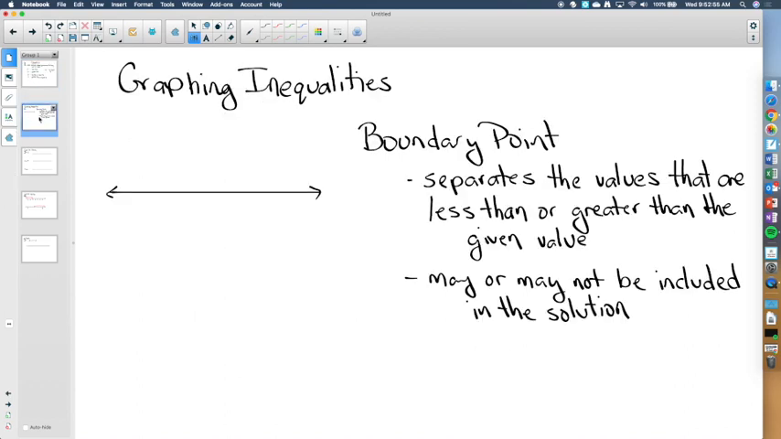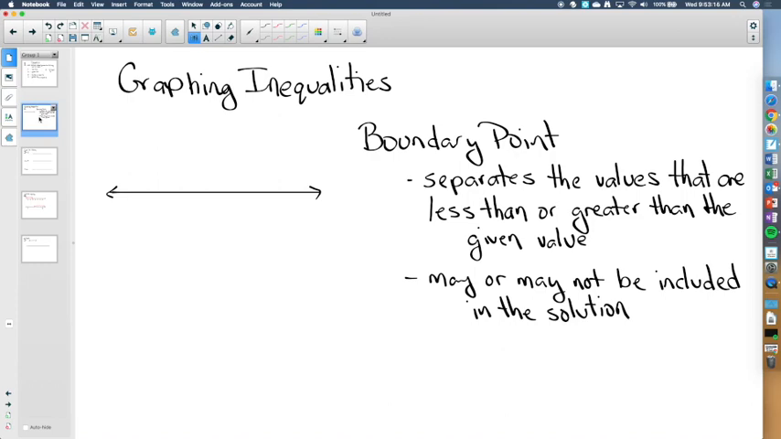So the boundary point is that value that is kind of right in the middle that separates the numbers that are less than that number as well as the values that are greater than that number. Okay? The boundary point itself might or might not be included in our solution. Okay, so we'll talk about what that looks like in a little bit.